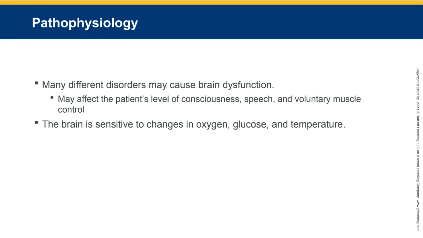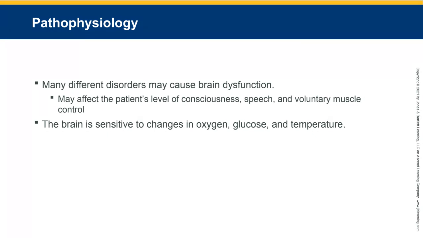Now let's look at the pathophysiology. Many different disorders may cause brain dysfunction. They may affect the patient's level of consciousness, speech, and voluntary muscle control. The brain is sensitive to changes in oxygen, glucose, and temperature. So the brain cell cannot go without adequate oxygenation for more than 4 to 6 minutes. After that, irreversible brain damage may occur.